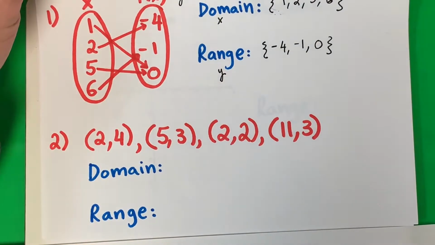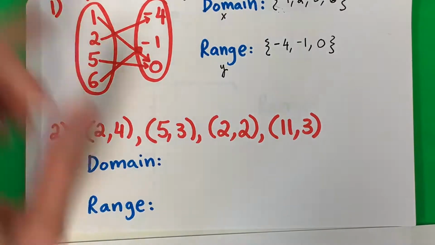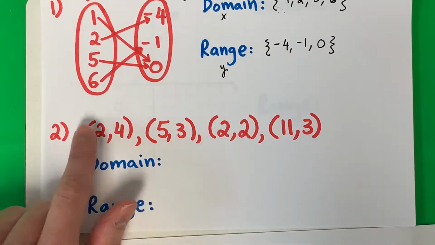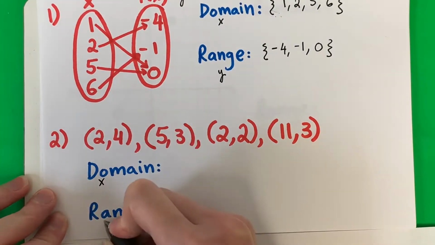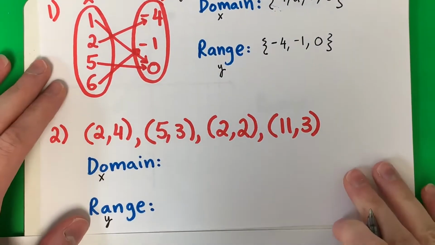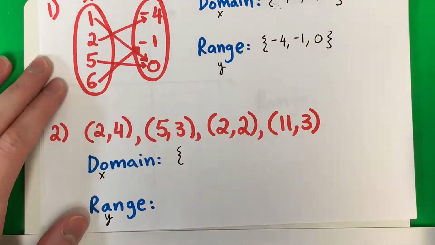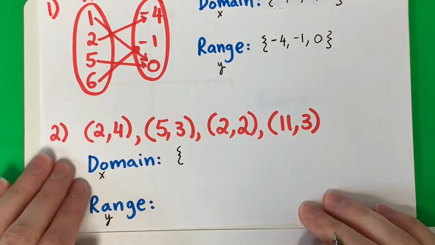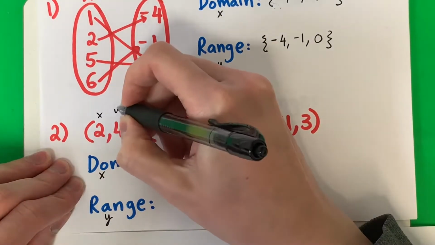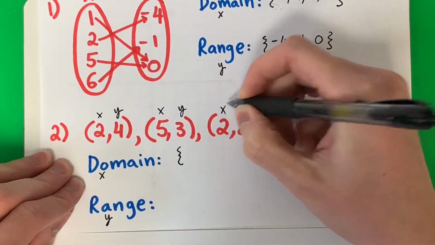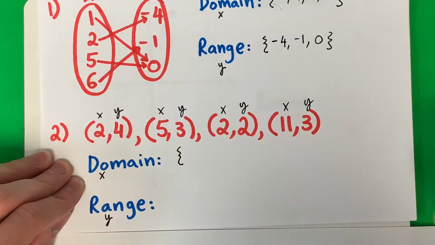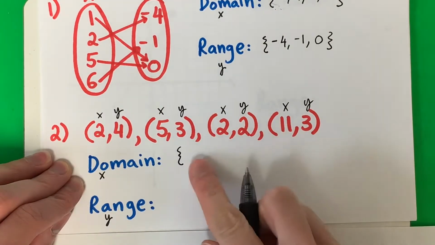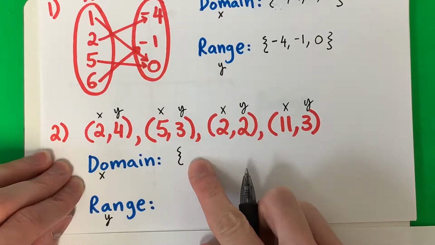For example 2, I have ordered pairs. Ordered pairs means you have an x and a y in parentheses like this. So remember, domain is x and range is y. And I am going to start with braces. So let's do our xy labels. So this is x, y, x, y, x, y, x, y. The first number is x, the second one is y. And I'm going to make my list in order from small to big, and I am not going to repeat.